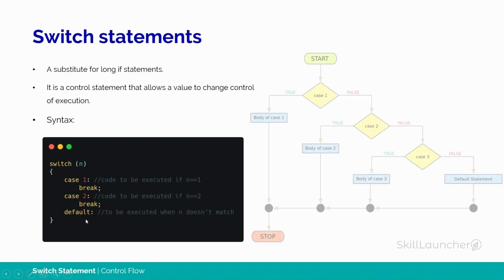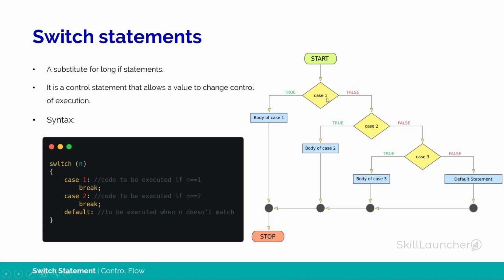Let us look at the flowchart to get it more clear. Here are the three cases, case 1, case 2, case 3. The value of this expression will be evaluated and it would be some constant. First it is compared with case 1. If the value of the expression is 1, then the body of case 1 will be executed, break is encountered, and the control flow jumps out of the switch block.